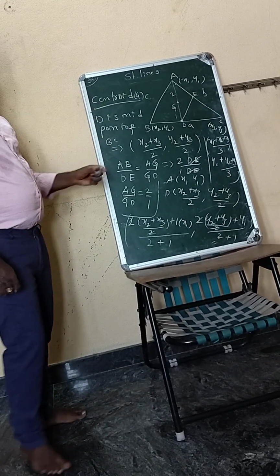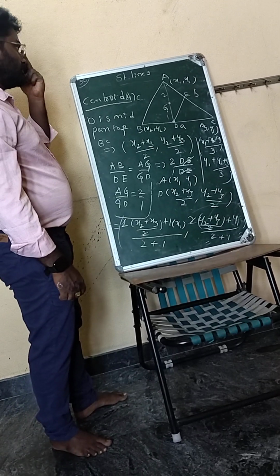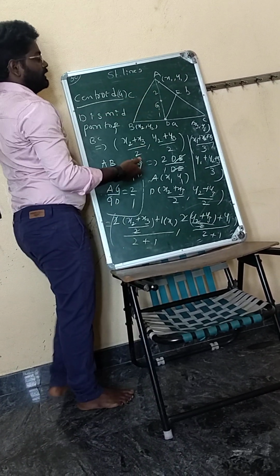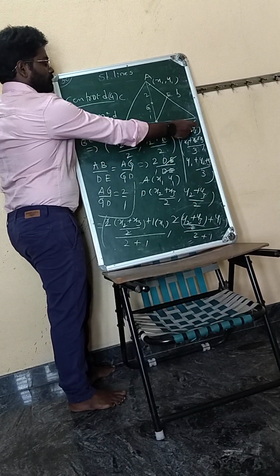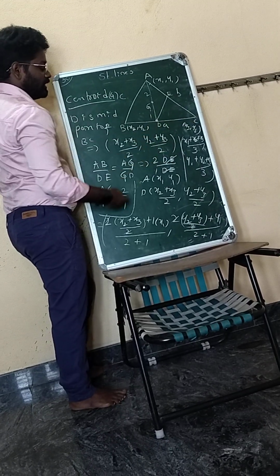And this is the centroid proof. Once you observe that one, what is the centroid? The medians' meeting point, with 2:1 dividing ratio. x2 plus x3 by 2, y2 plus y3 by 2. Opposite side a. Clear cut.